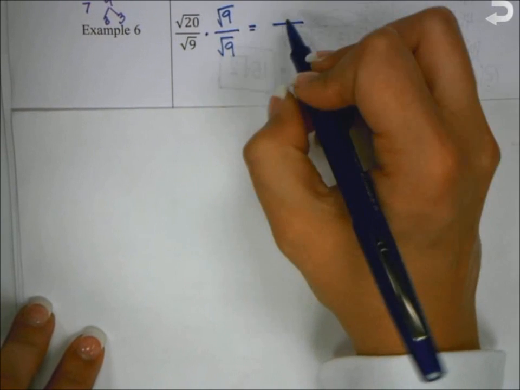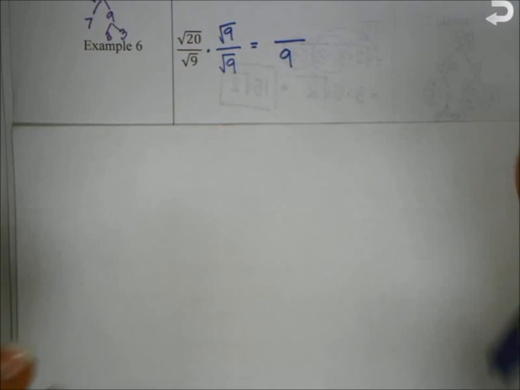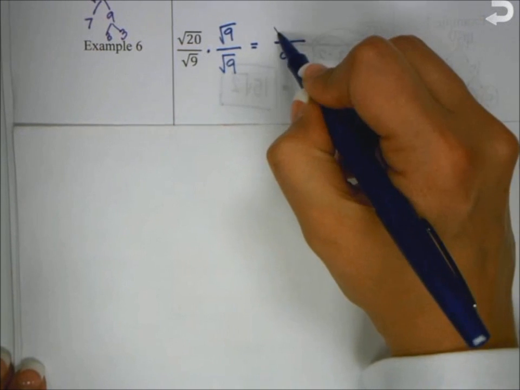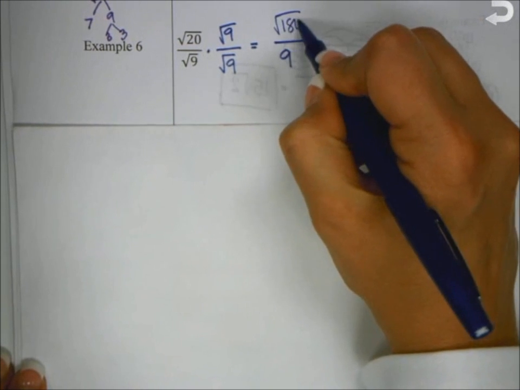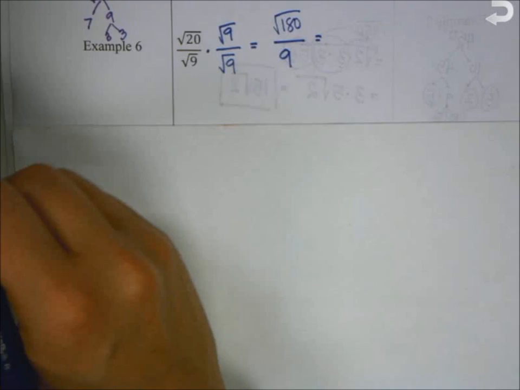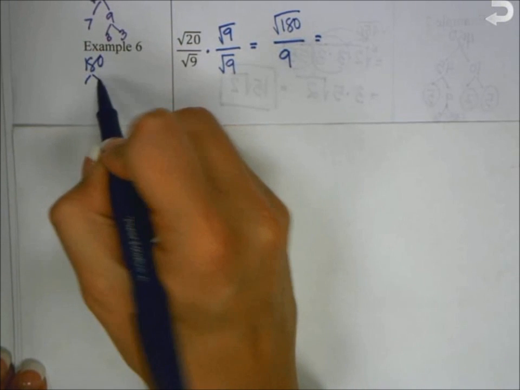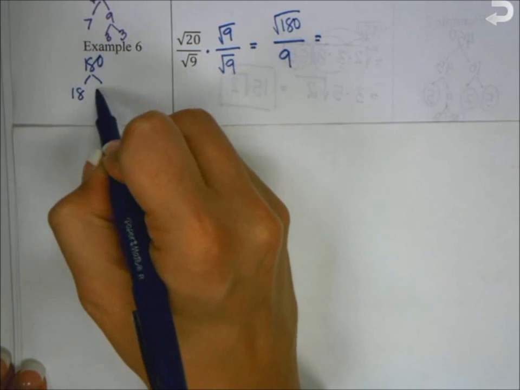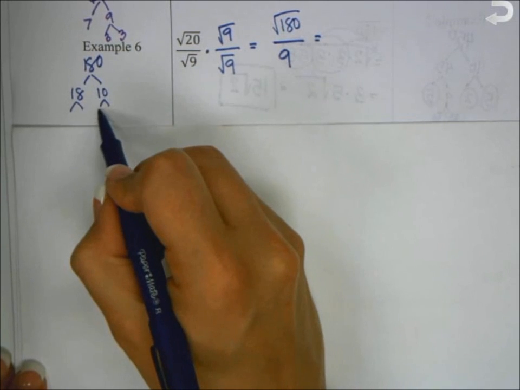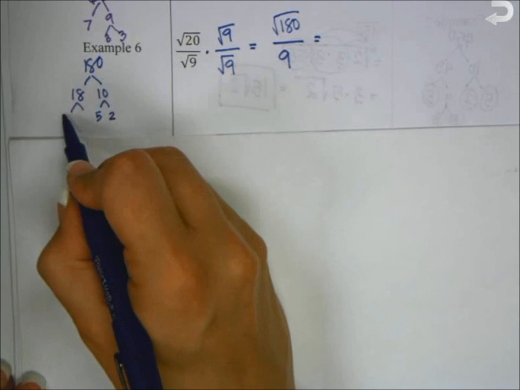And then what's square root of 20 times square root of 9? Square root of 180. Okay, can we simplify square root of 180? How about 18 and 10? 10 simplifies to 5 and 2. And what does 18 break down to? 9 and 2. And 9 is 3 and 3.